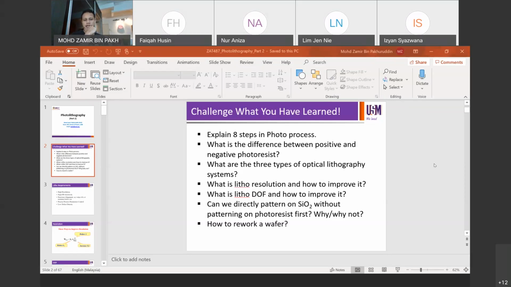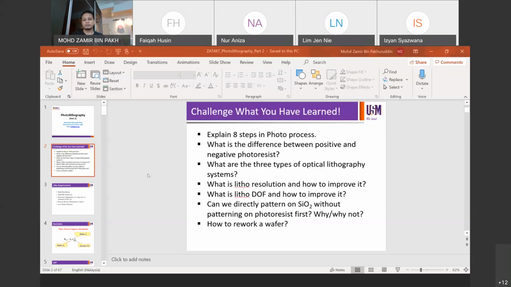So right, we discussed the second one last time during our lecture. What are the 3 types of optical lithography systems? Name the 3 types. Yep, contact, proximity, and projection. The first one is contact, then proximity, and the final one is projection. You should be able to explain and draw the schematic configuration of each of the systems, all 3.